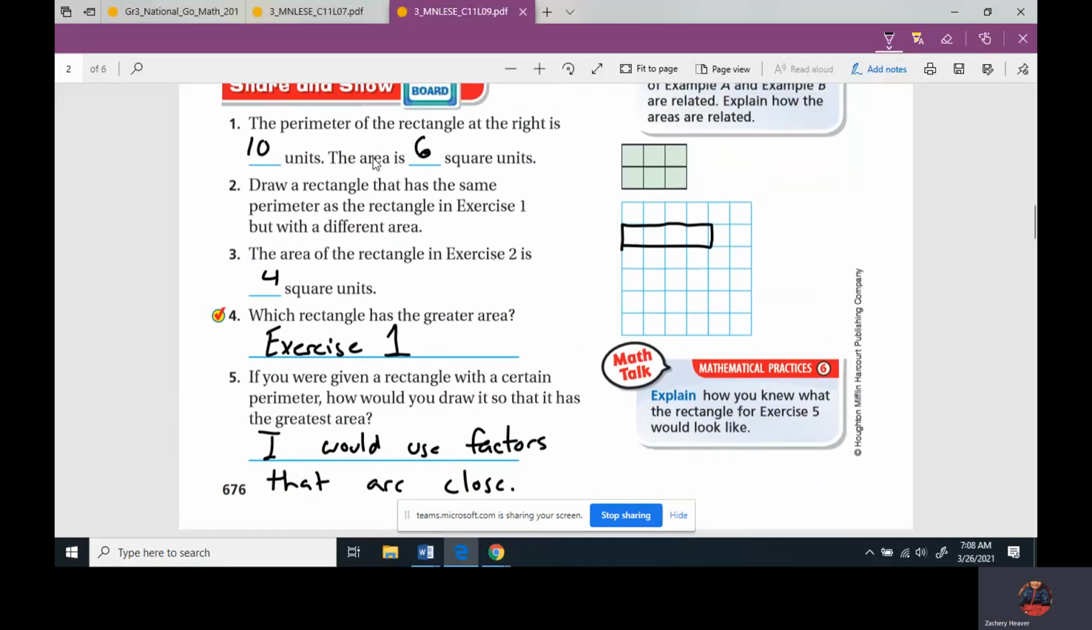By factors that are close, here they did 2 times 3. Here we did 1 times 5. Look how close these are and how much space we got. Look how far apart these are and how much space we got. If we use factors, which are two numbers that multiply together to make a product, if we use two factors that are closer, it's going to maximize the area on the inside.